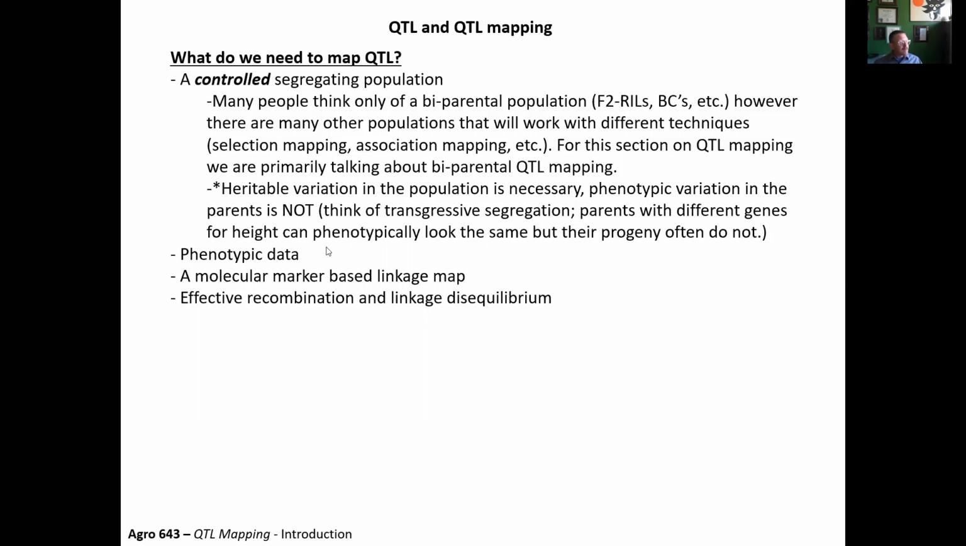You're going to need phenotypic data, and good quality phenotypic data. That means measuring the plants in the field, typically. You're going to need a molecular marker-based linkage map. And then most importantly, you're going to need some recombination. That recombination is going to disassociate those molecular markers and the phenotype so that you can find your locus of interest.